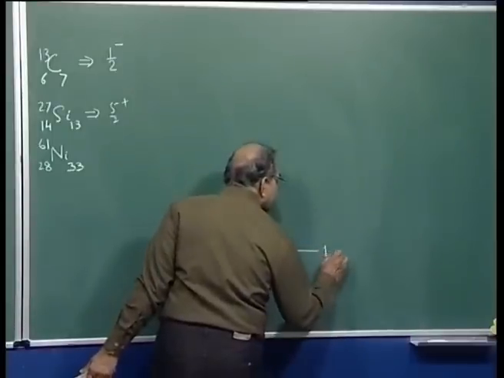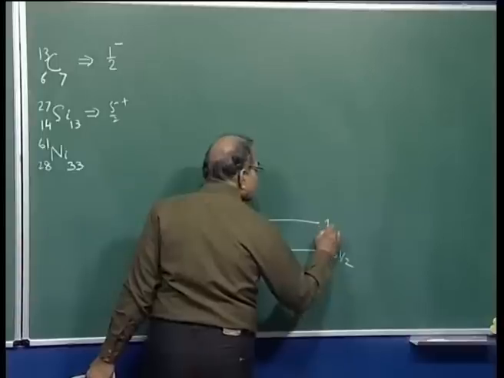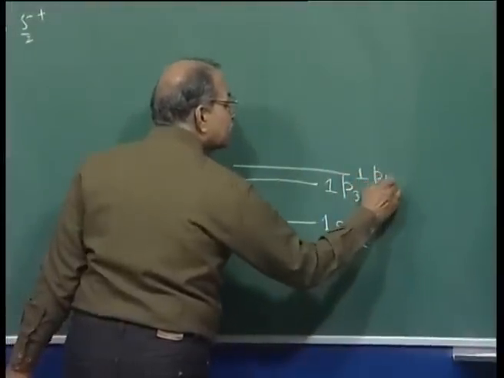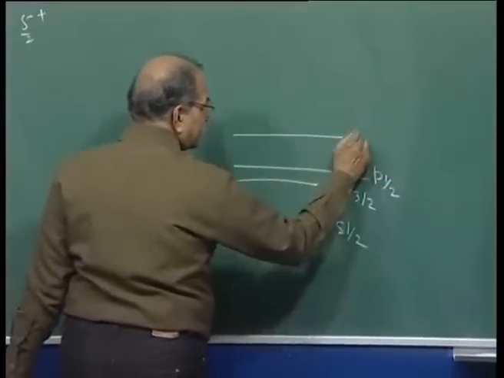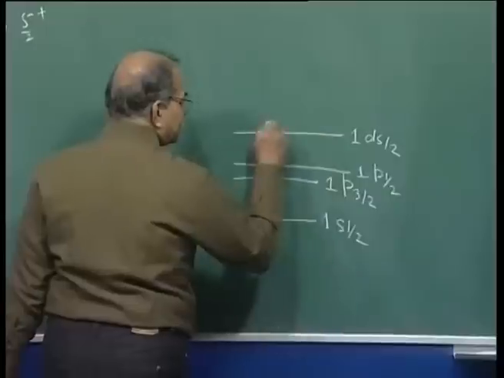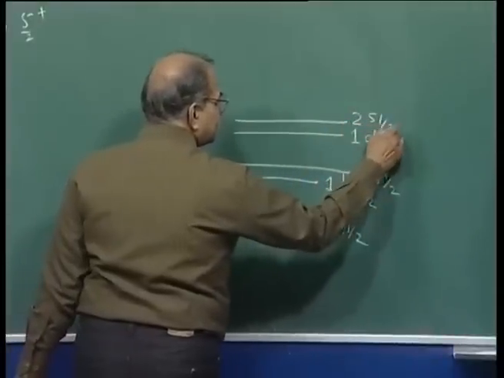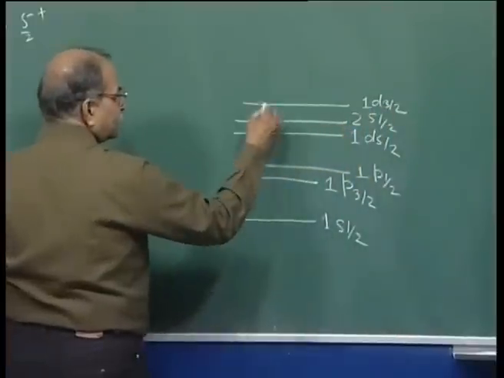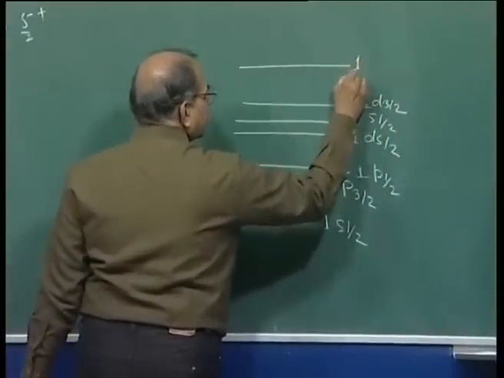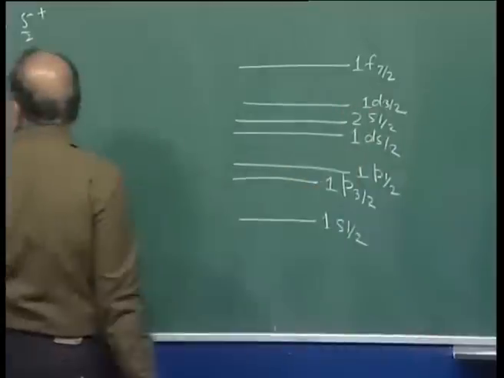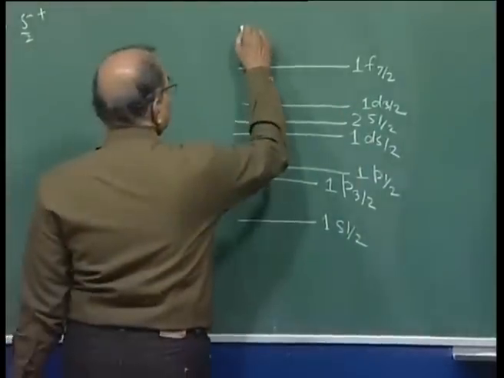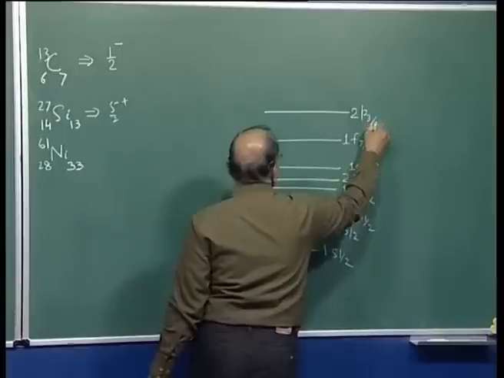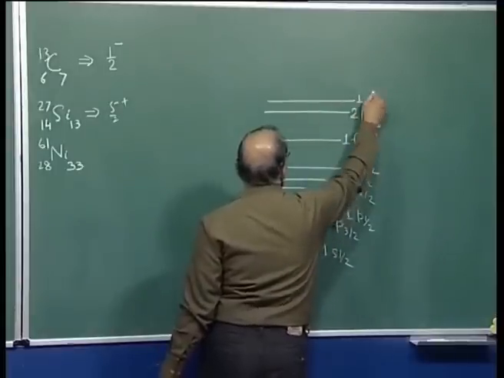Yeah, dictate to me. 1s half. Tell me. 1p 3 by 2. 1p half. 1d 5 by 2. 2s half. 1d 3 by 2. And slightly above, 1f 7 by 2. 1f 7 by 2. Next is 2p 3 by 2. And 1f 5 by 2. Okay, that is enough.